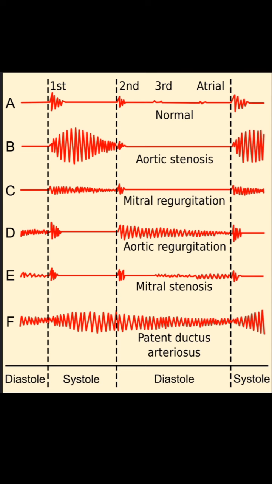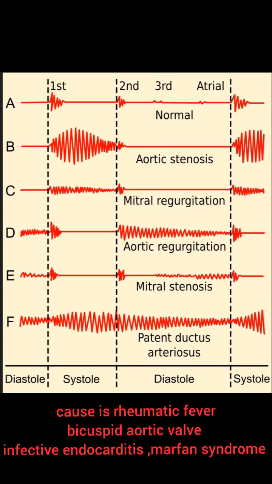What are the causes of aortic regurgitation? The rheumatic disease and the bicuspid aortic valve. These are the causes. Ehlers-Danlos syndrome, Marfan syndrome.